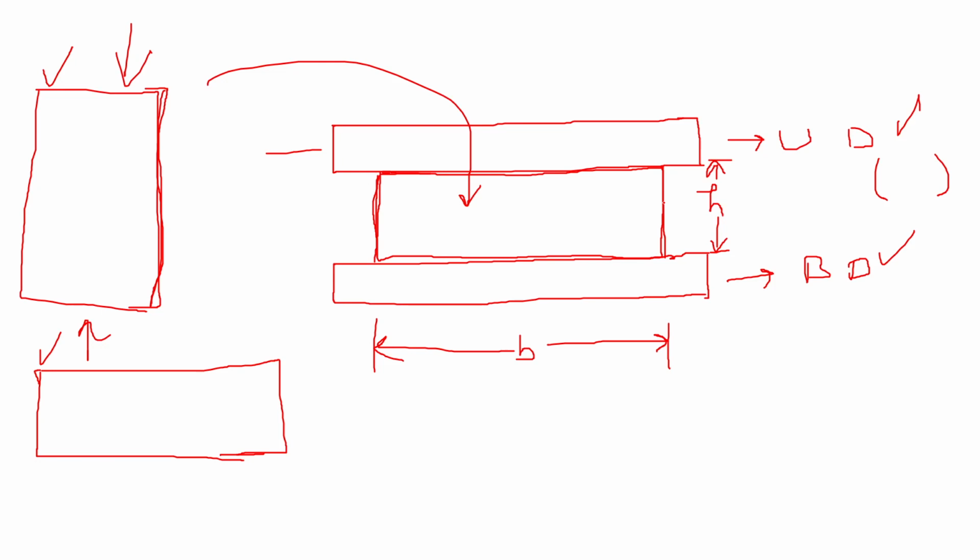Okay, so what will happen? Since your material, due to very high friction, will stick with your die surfaces, the material will not flow properly. Okay, so there will be high variation at the cross section.